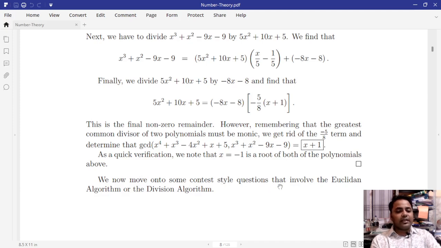So we now move on to contest style questions that involve the Euclidean algorithm or the division algorithm. In many mathematical contests, if you are facing challenging problems based upon the division algorithm, you have to go through these concepts and the application of the algorithms, understand the concept from the very basics, and also do some important problems relevant to this concept.